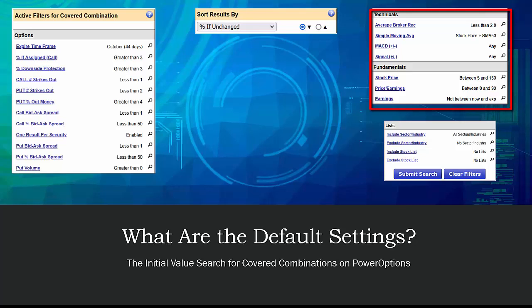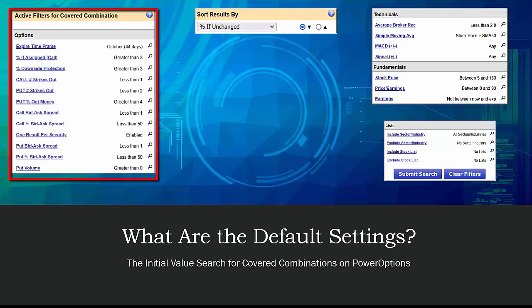Since this is a capital intensive strategy, we have to buy the stock and sell the call and put up the capital to sell that out of the money put, just like you would a cash secured put. We limited the stock prices between $5 and $150. We're looking for a relative PE ratio of 0 to 90, and we, of course, are avoiding earnings between now and expiration because we don't want any sudden surprises that could cause us to lose to the downside with a poor earnings announcement. We're just going out to the next standard option expiration time frame.